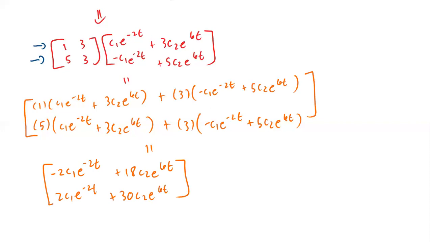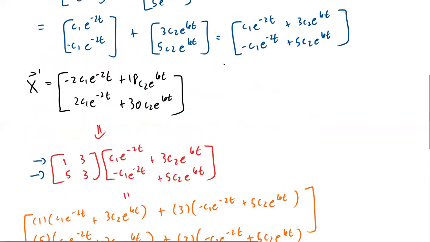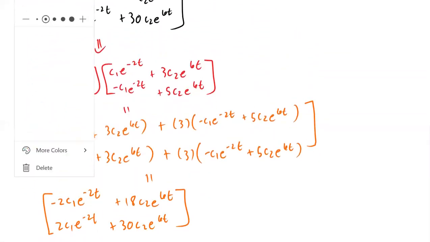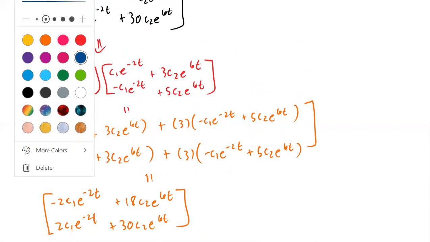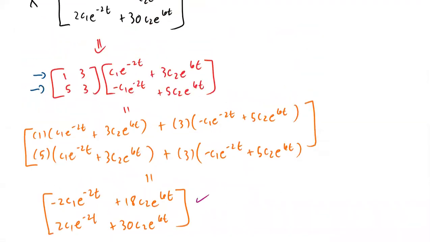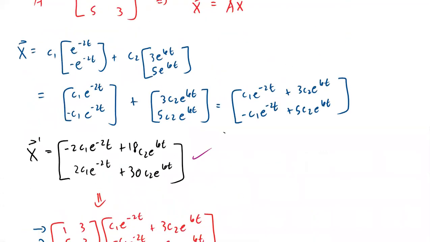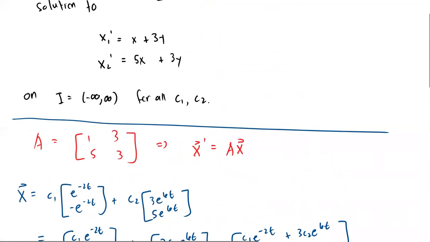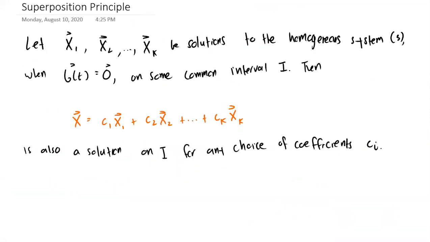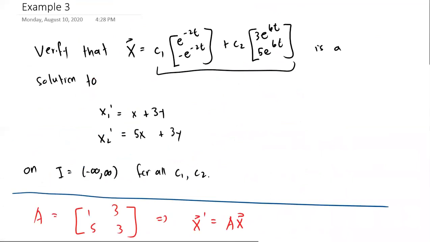Okay. And this should be equal to the derivative, and they match. So this is, in fact, a solution for any constants C1 and C2. Yes, so this matches the derivative. So we just verified that for any C1 and C2, these are solutions. Again, we already knew this is the case because of the superposition principle, and because we already knew that both of these were solutions, but we verified that it works, just as more practice.